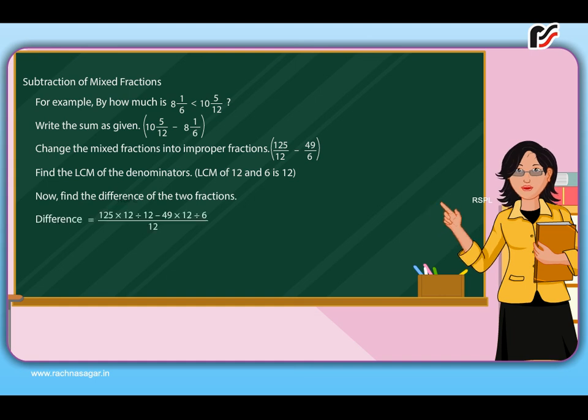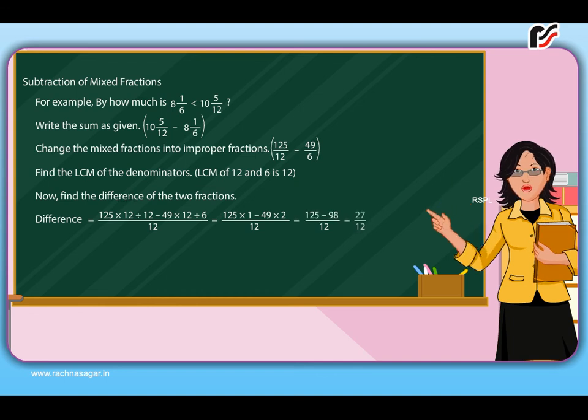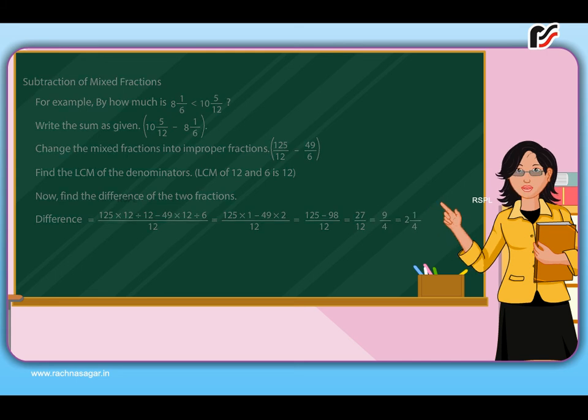Difference is equal to 125 multiplied by 12 divided by 12 minus 49 multiplied by 12 divided by 6, and whole divided by 12, is equal to 125 multiplied by 1 minus 49 multiplied by 2, whole divided by 12, is equal to 125 minus 98 by 12, is equal to 27 by 12, is equal to 9 by 4, is equal to 2, 1 by 4.